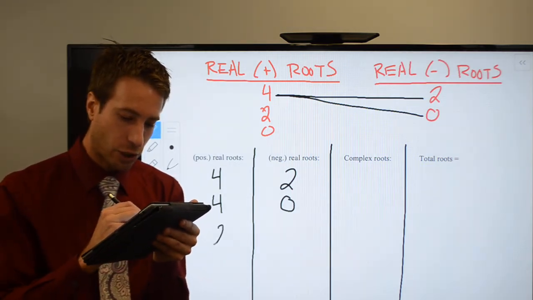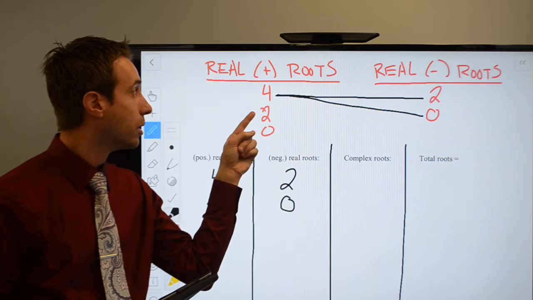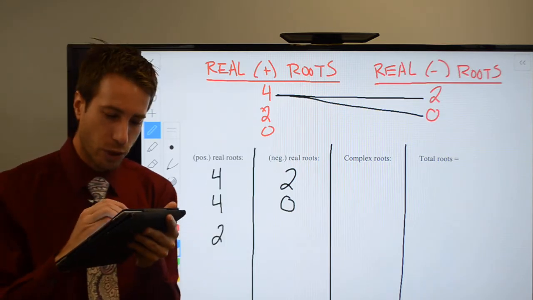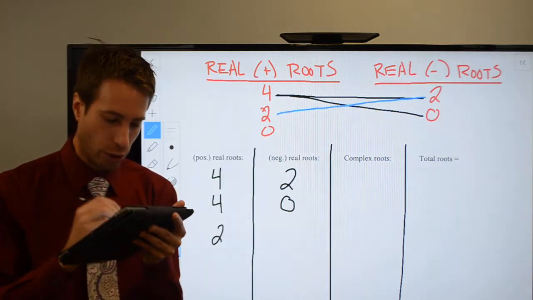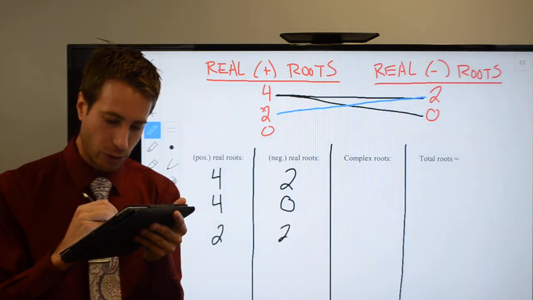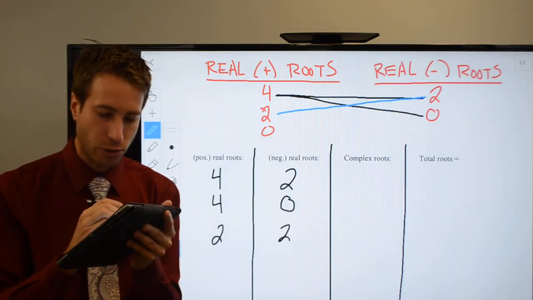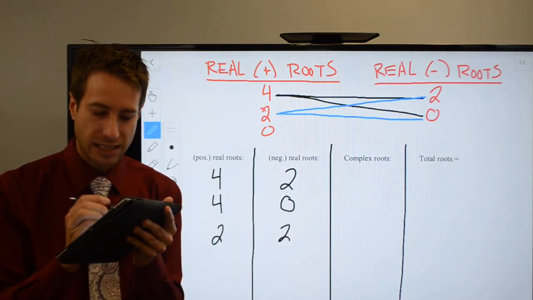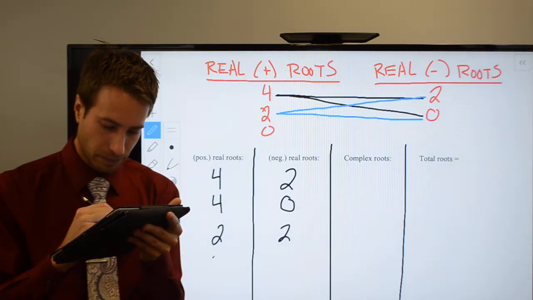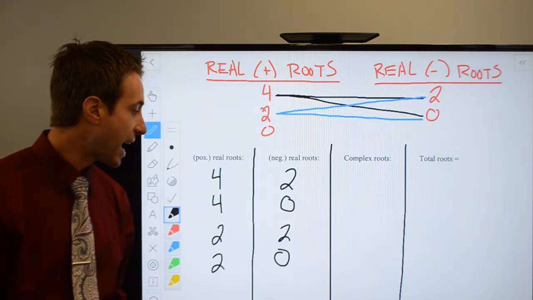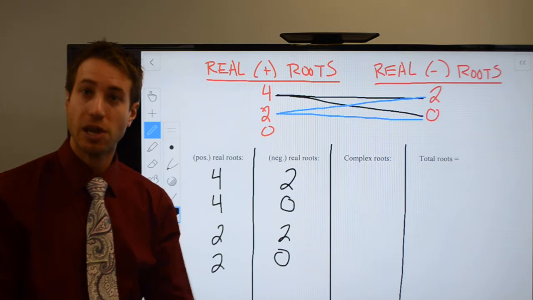I could have 2, right? 2 positive real roots, which would match up with 2 negative real roots. But I could also have 2 positive real roots and 0 negative real roots. And then 2 more.